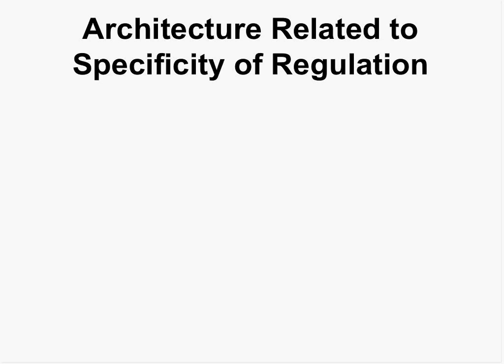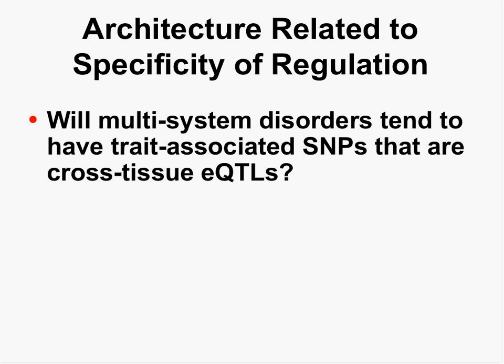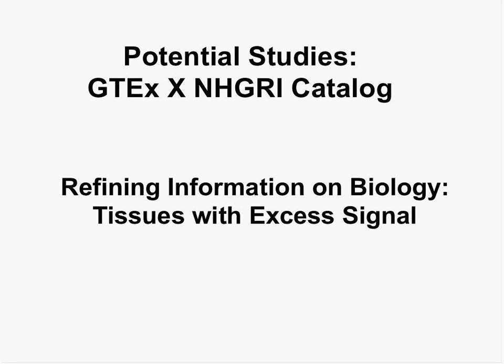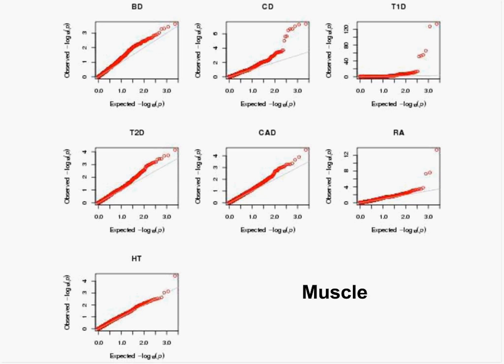And with respect to architecture related to the specificity of regulation, you might ask, with the NHGRI catalog, questions like: multi-system disorders tend to have trait-associated SNPs that are cross-tissue eQTLs. Will disorders that seem to be more clearly about a single tissue have trait-associated SNPs that are more likely to be single-tissue eQTLs? And we're also suspicious that crossing the NHGRI catalog signals with GTEx will allow some information on biology, perhaps novel information on biology, to be observed.